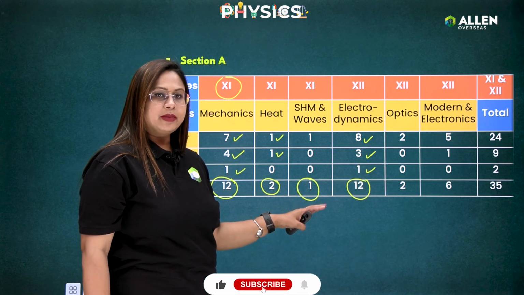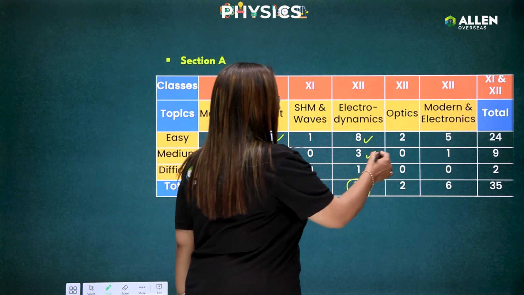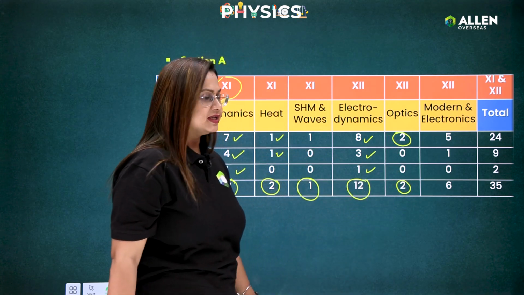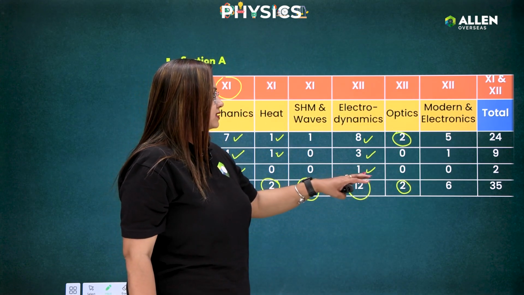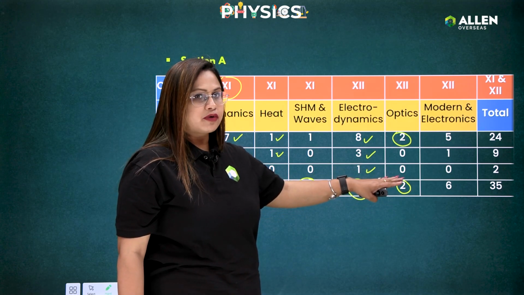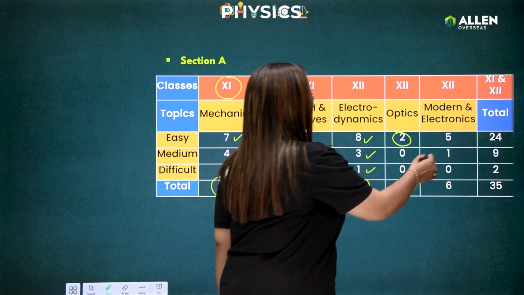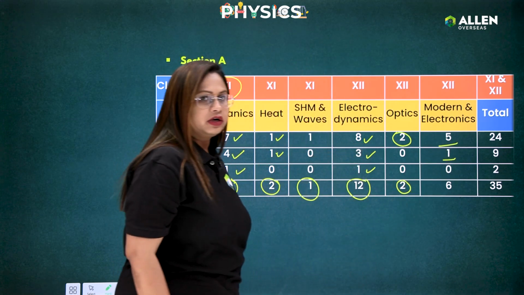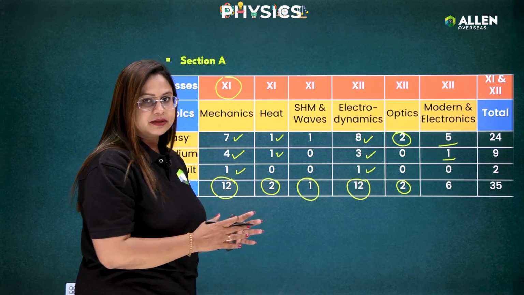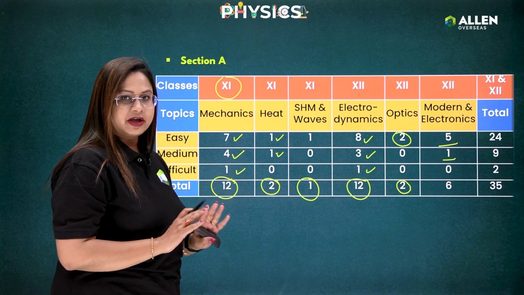Optics, from ray optics and wave optics, combinedly gave us 2 questions in section A, and both the questions were easy. Modern physics and electronics, we got 6 questions from both of those. 5 were easy and 1 was moderate, and no difficult question was asked, as always, because these are believed to be the easiest ones, and it always remains the same every year.